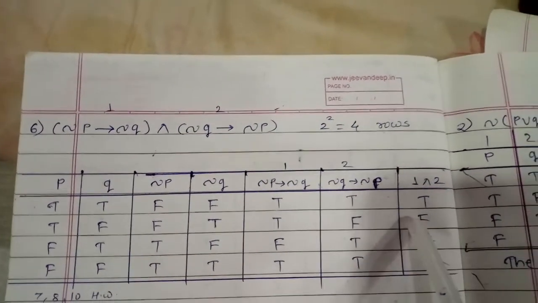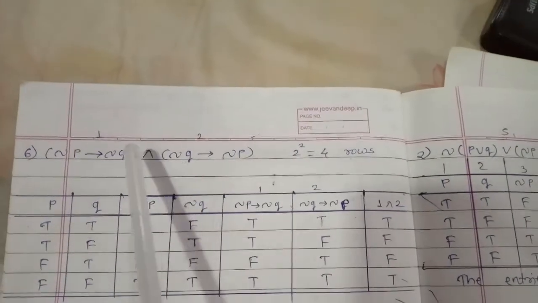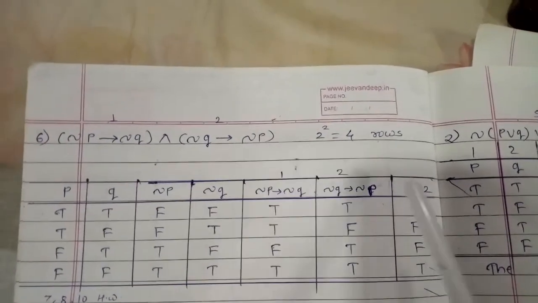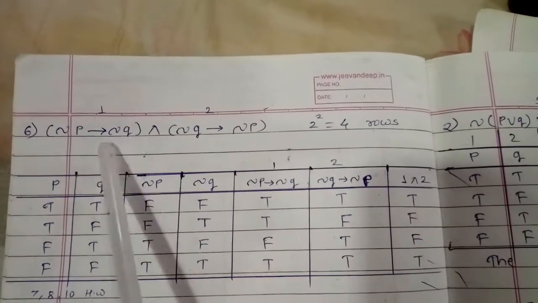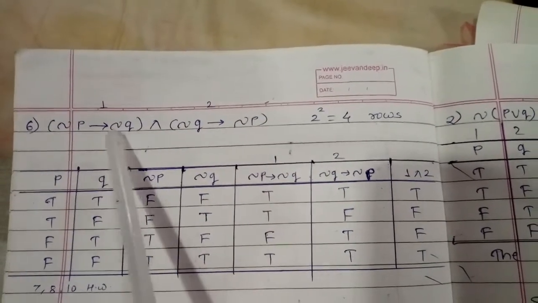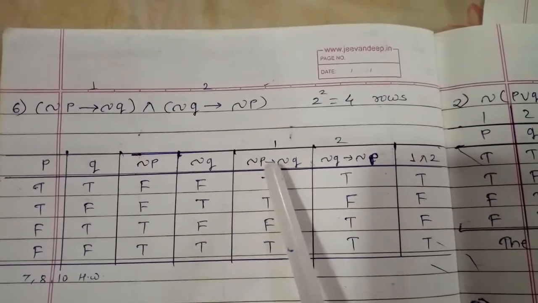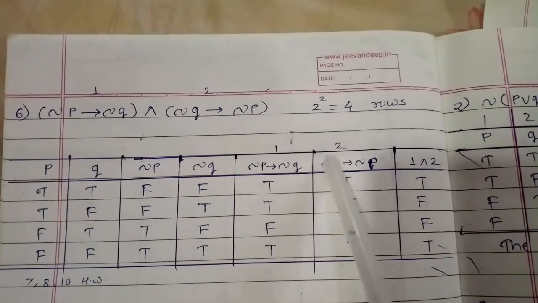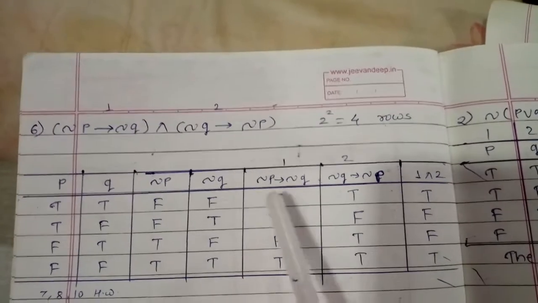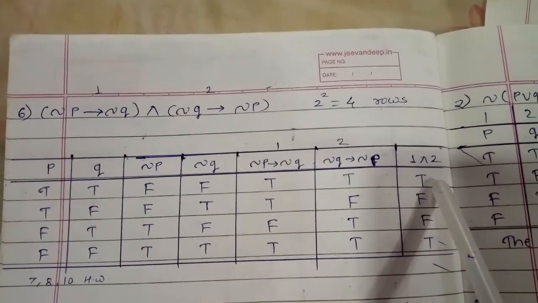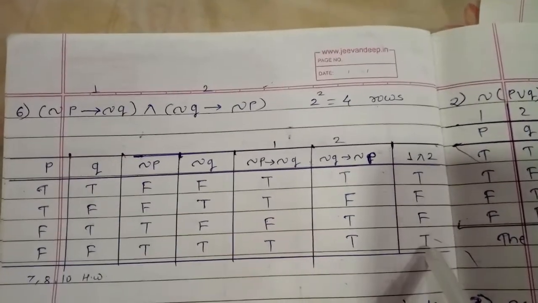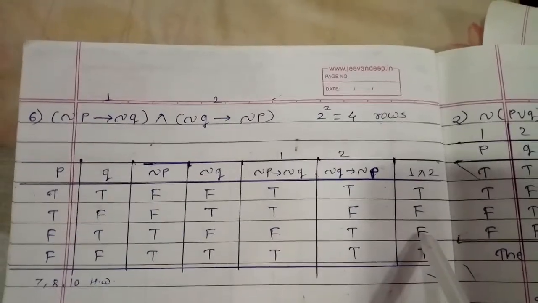Since there is no space, I consider this total bracket as 1 and this total bracket as 2. So I write here 1 conjunction 2, which means this bracket conjunction this bracket. We have already found the answer for this one, so this one is 1 and this one is 2, and we have to take the conjunction of these two. Conjunction means if both values are true then it is true, otherwise it is false. So both values are true, so it is true. Here also both values are true, so it is true, and the remaining are false.